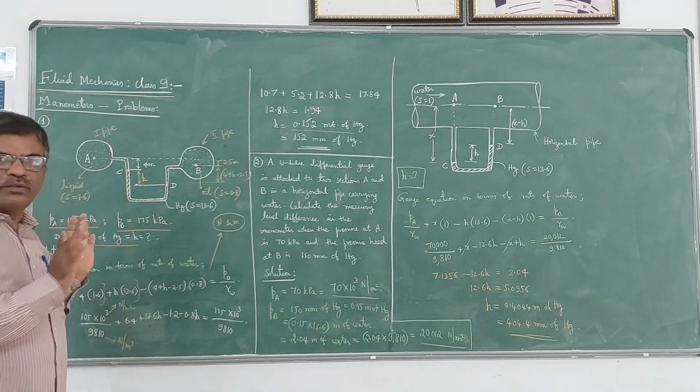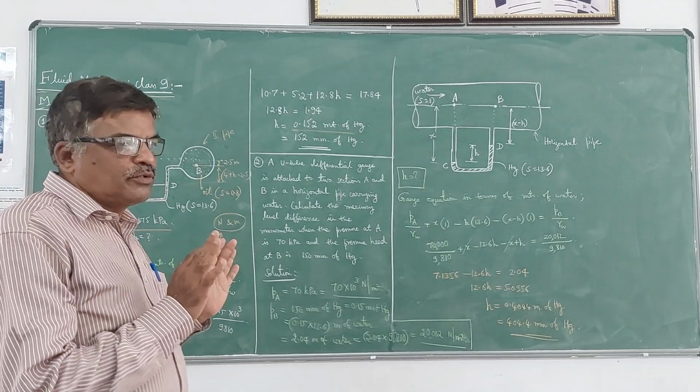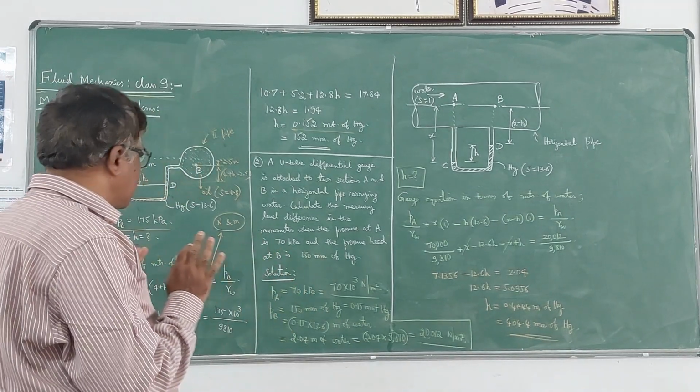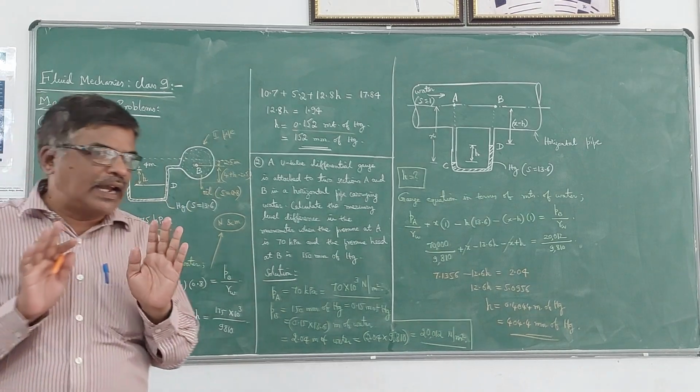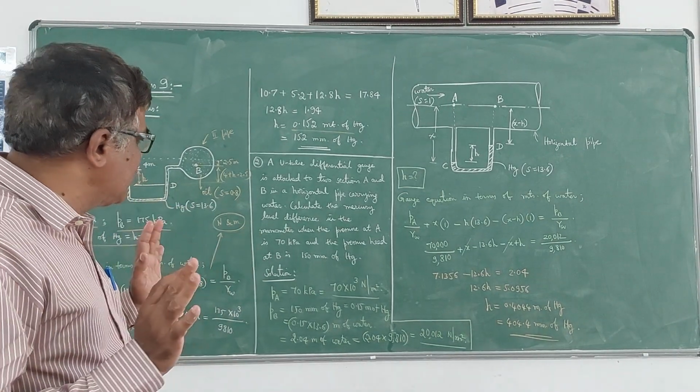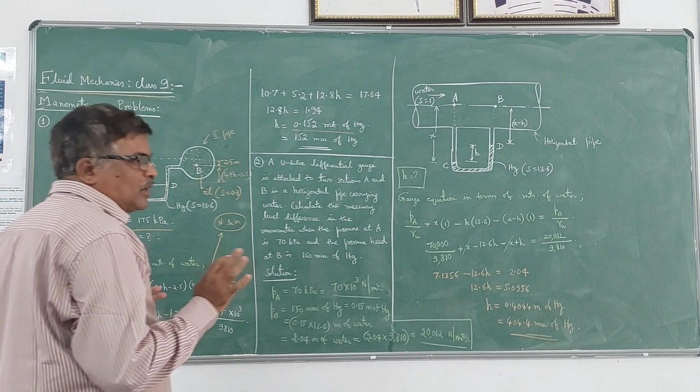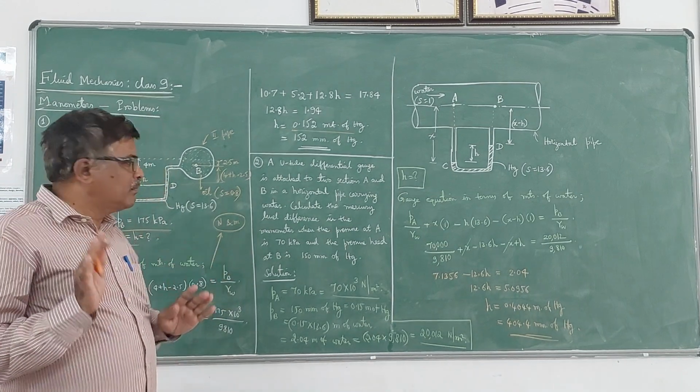So this is how we have to do the problem using manometers. The gauge equation is very, very important. While you are writing the gauge equation, write it in terms of meters of water. You should be careful with units. Units should be in Newton and meters only.